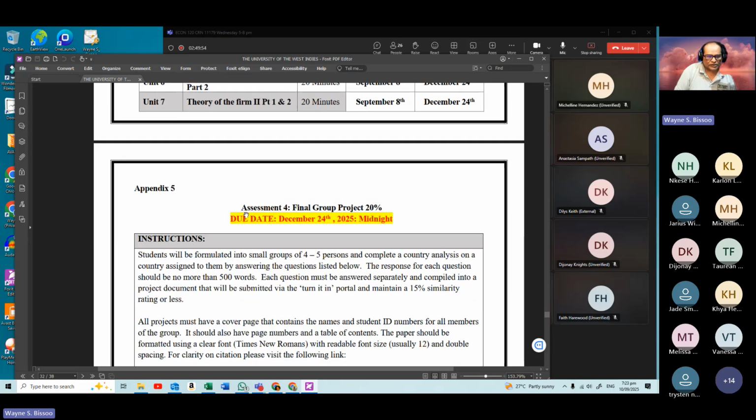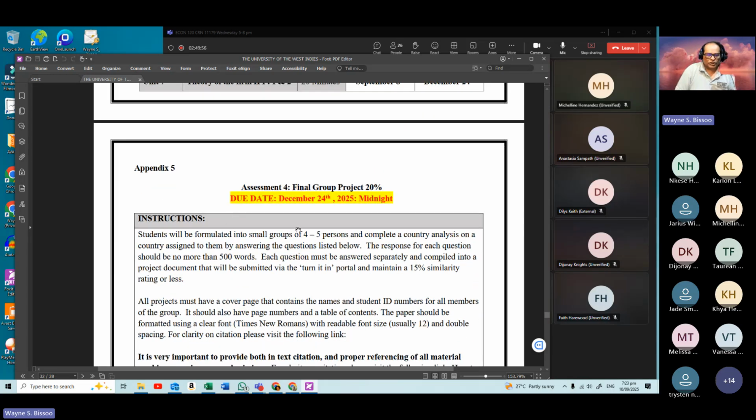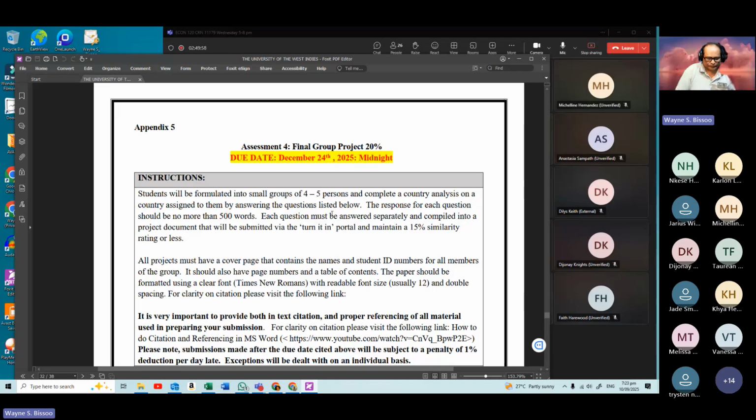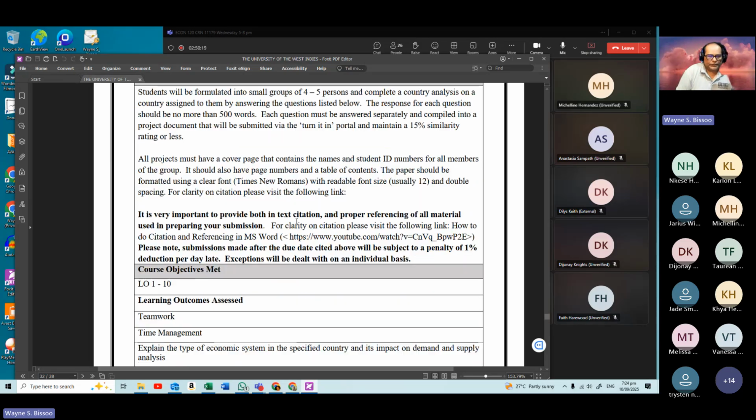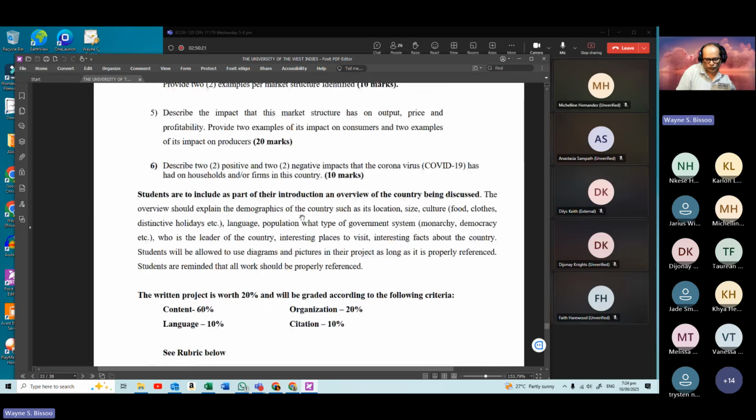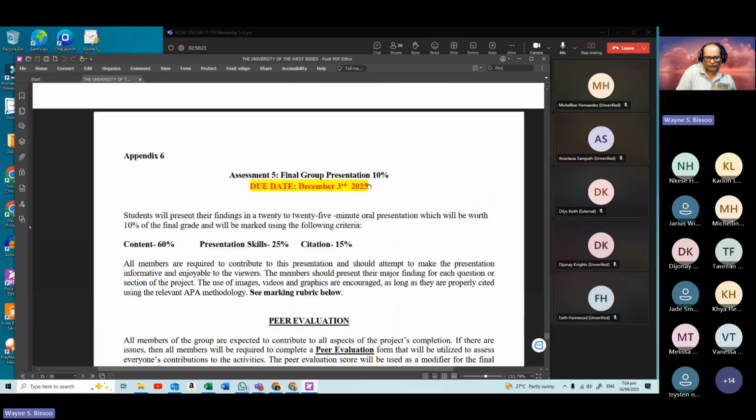All right, so that brings us to assessment 4, which is the group project. Now, the group project is separated into two elements. You have the oral presentation, which is 10 marks, and the written paper, which is 20 marks. The written paper is due the 24th of December. We talked about that already. And the presentation is due, I believe it's the 3rd of December. That's the last teaching week.